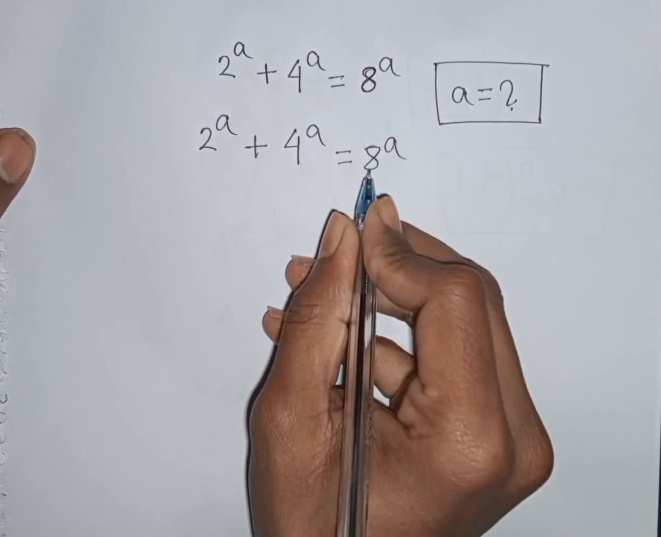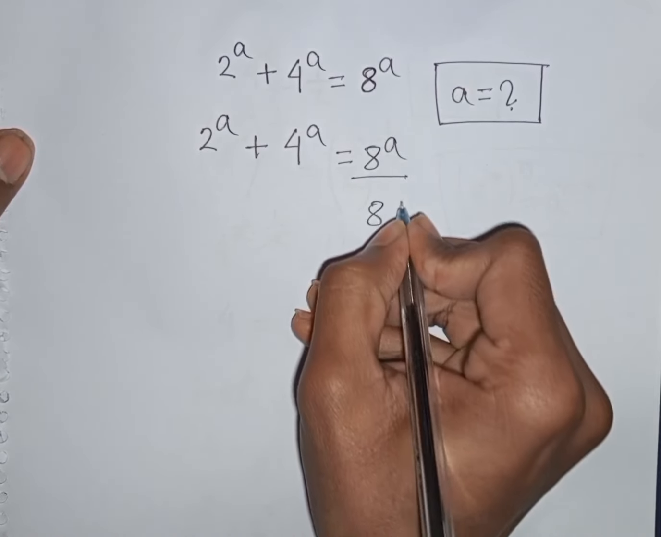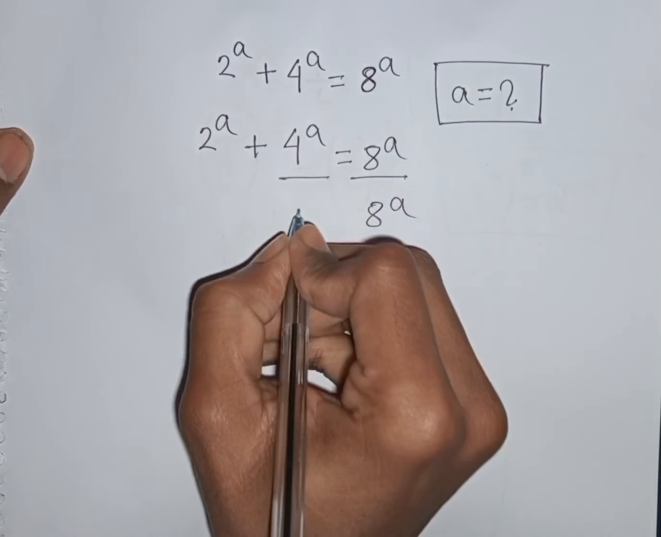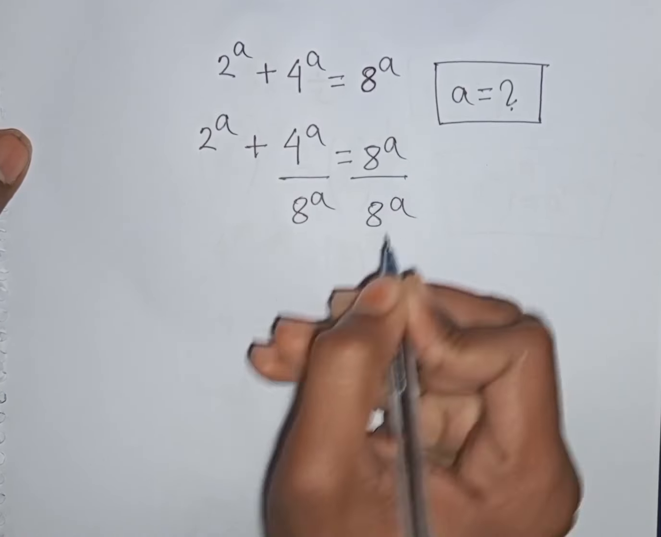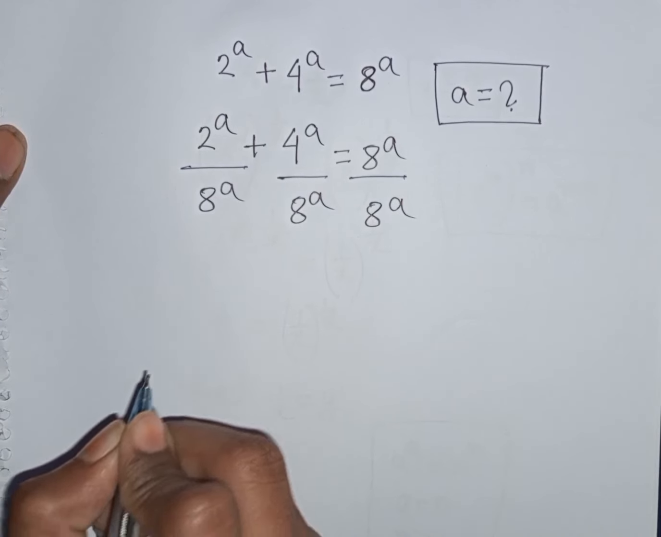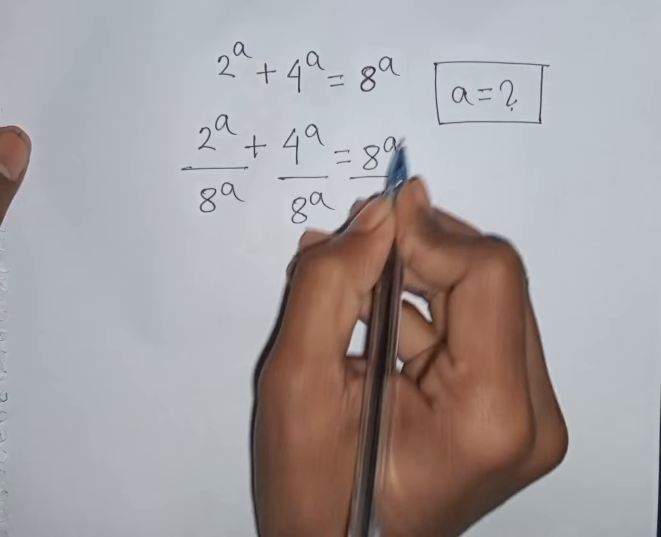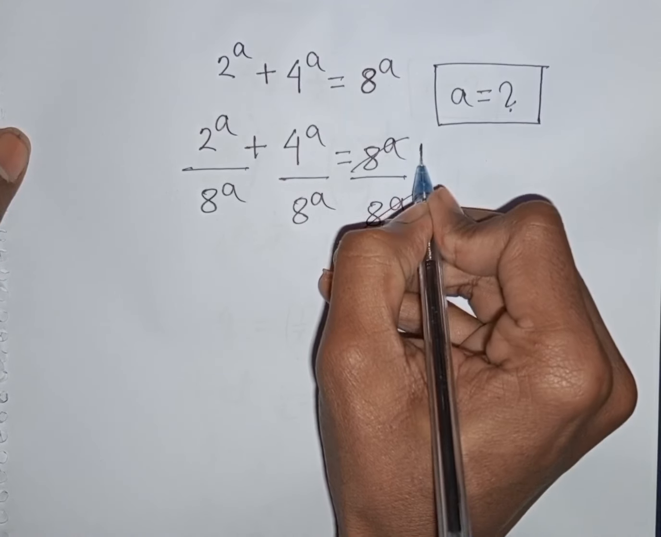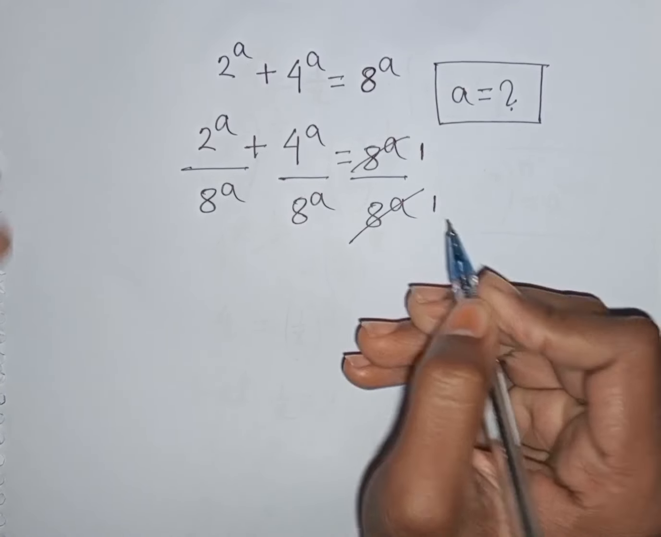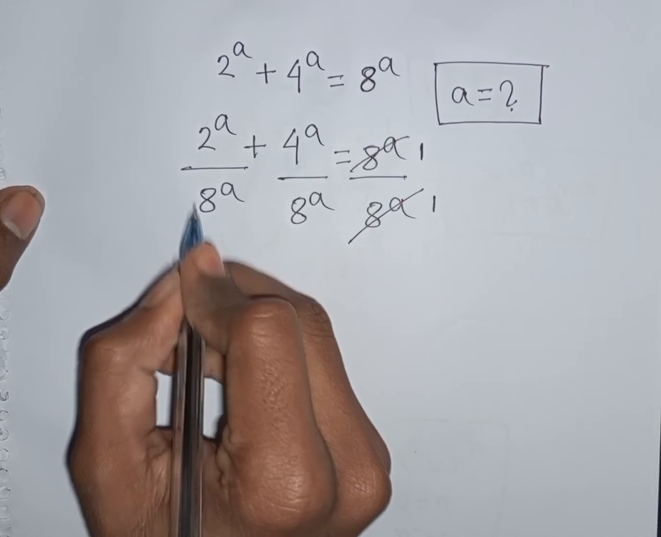Now we divide by 8 power a on both sides. So divided by 8 power a, divided by 8 power a, divided by 8 power a. Now we see this 8 power a, this 8 power a will be cancelled. So here on, here on. Now from here we see a same power but different base.